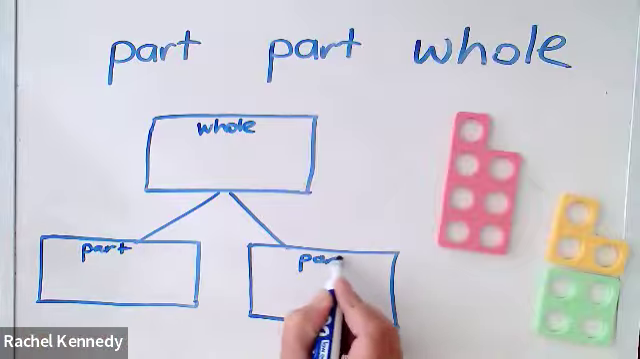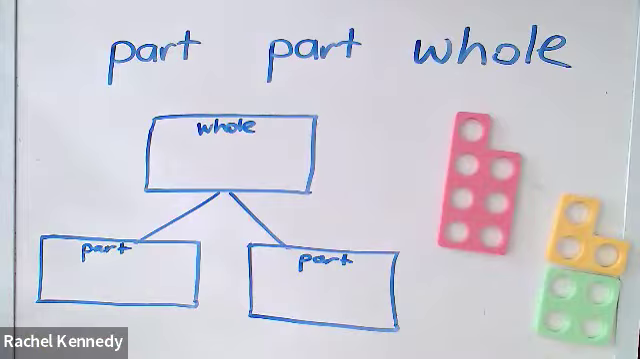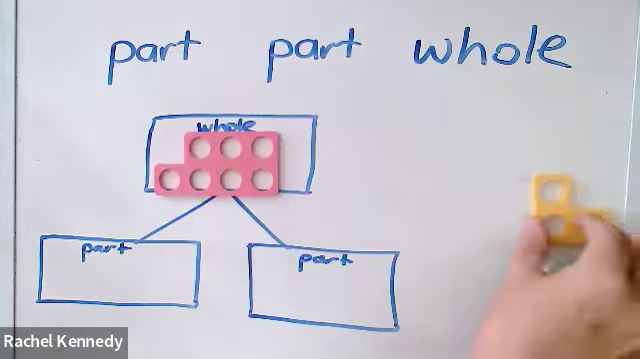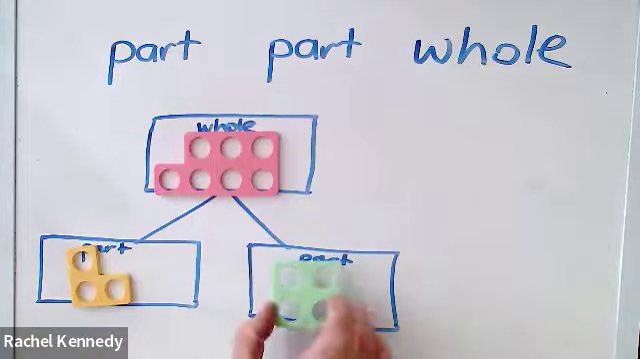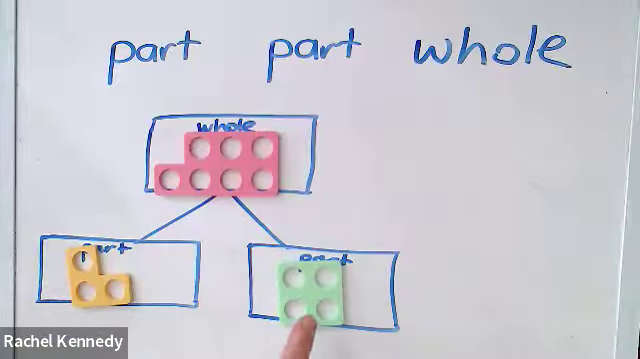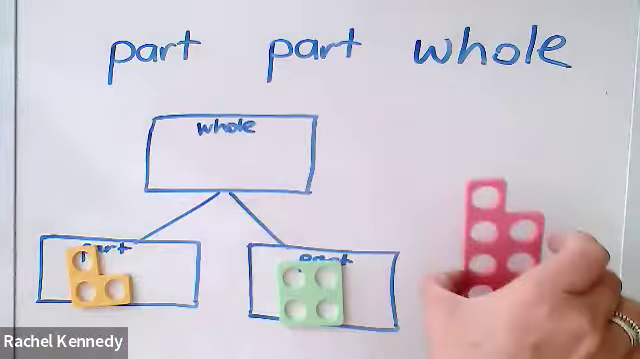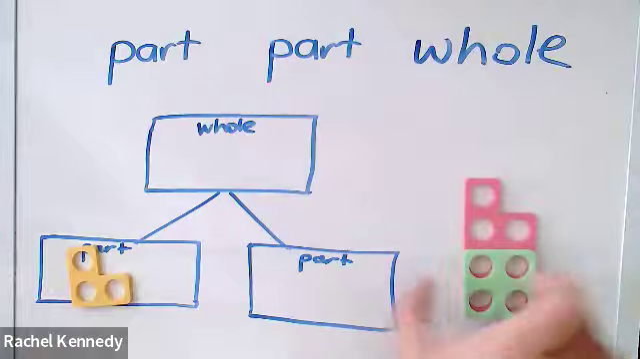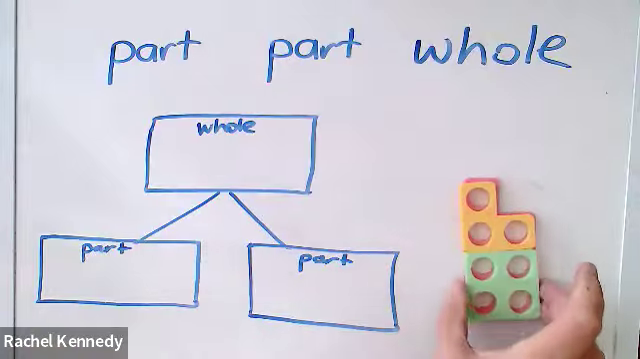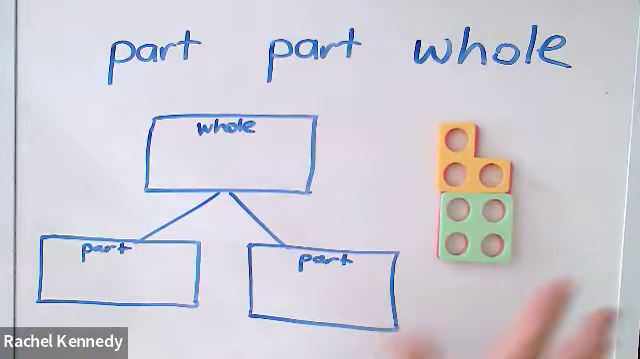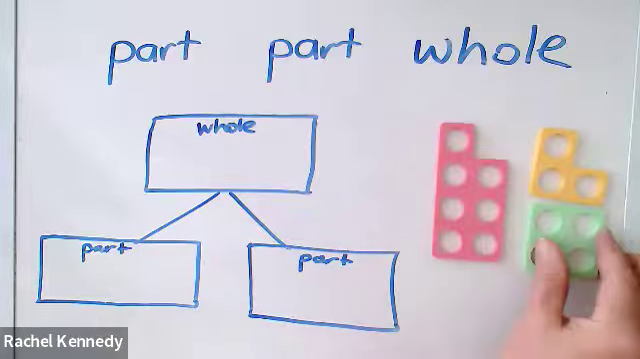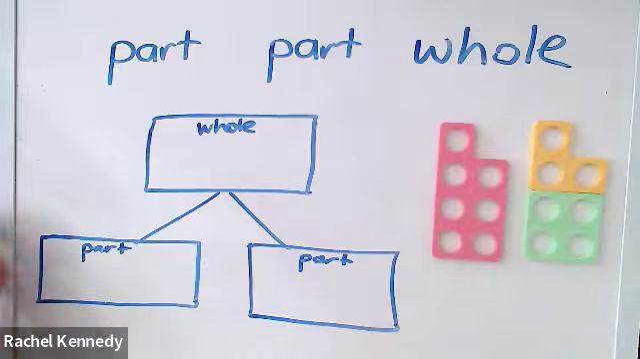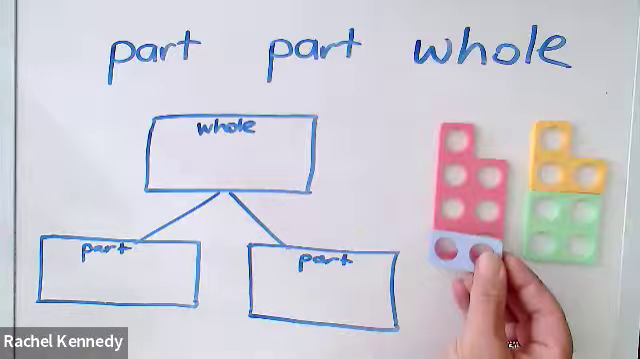Okay, so we've got our whole and our 2 parts. So I'm going to put my whole in the top box and I'm going to put my 2 parts in the bottom box. Okay, so I can see that these 2 parts together make that whole. So lots of practice looking at that relationship of wholes and parts. Okay, and then we've got one combination of wholes and parts for 7, but we could also look at other combinations. So that's one combination.